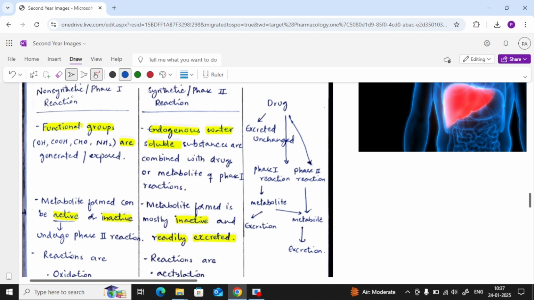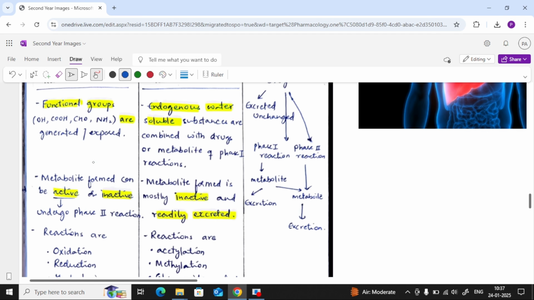In this non-synthetic reaction, what is happening? Functional groups like OH, COOH, CHO, NH2 are generated or exposed. And whatever metabolites are formed in this reaction can be active or inactive. If they are active, is our purpose getting fulfilled? Are we getting an inactivated drug? No, right? They have to again undergo phase 2 reaction to convert it into an inactivated drug.